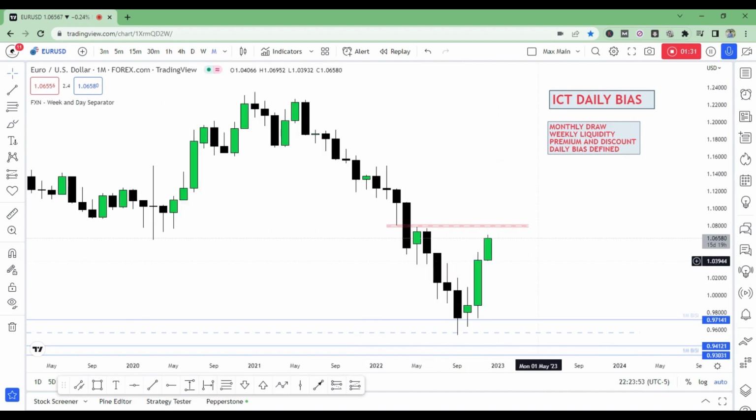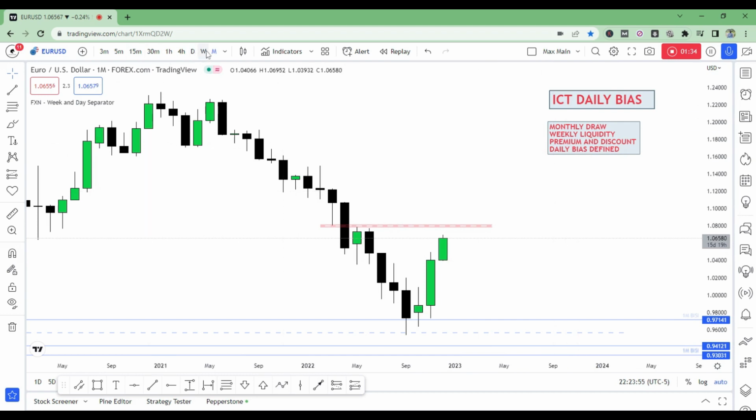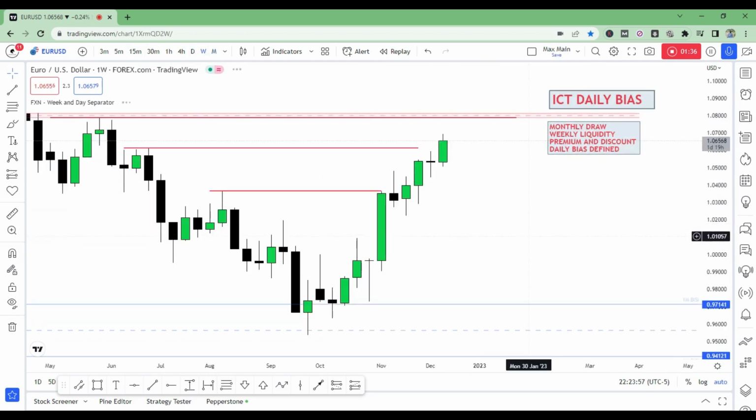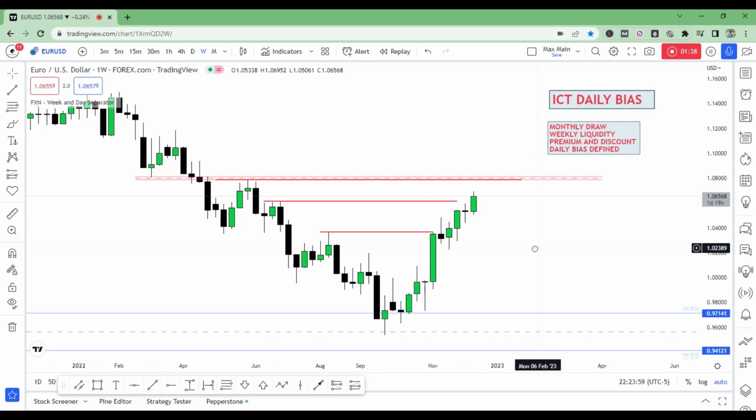From the monthly chart, now we drop down into the weekly chart. In the weekly chart, what I like to focus on is the liquidity, the liquidity in the direction that the monthly is drawing towards. You see, guys, the bias is all connected. You do not want to be defining the daily bias using the daily chart alone. You want to be defining the daily bias from the monthly and the weekly chart.